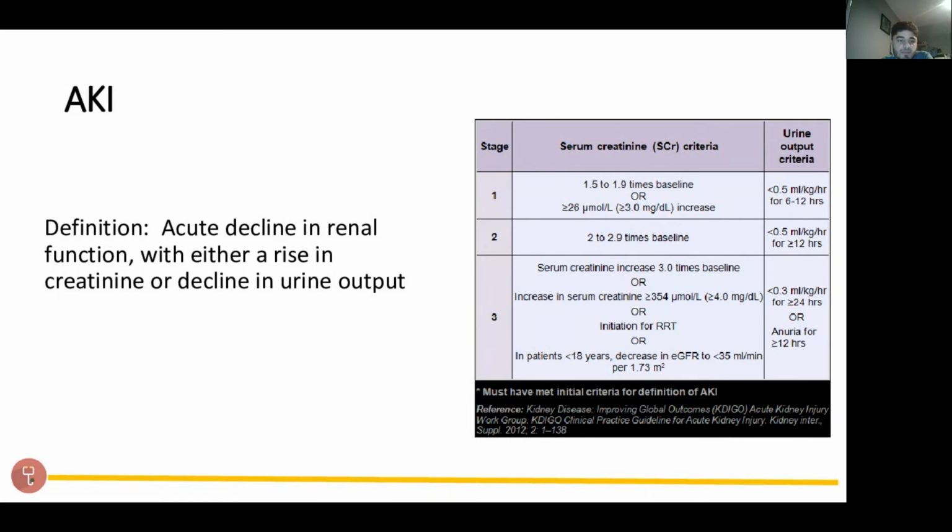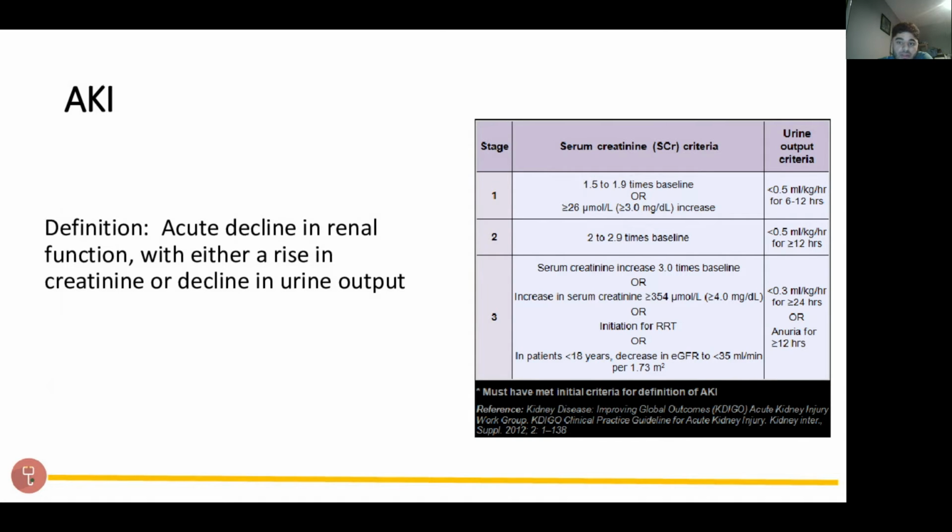Nice. So, AKI. AKI is defined by an acute decline in renal function, and this is either through a rise in creatinine or decline in urine output, with the table being over here on the right. Generally, stage 1 is 1.5 to 1.9 times, stage 2 is 2 to 2.9, stage 3 is more than 3 times, with a few other different caveats.